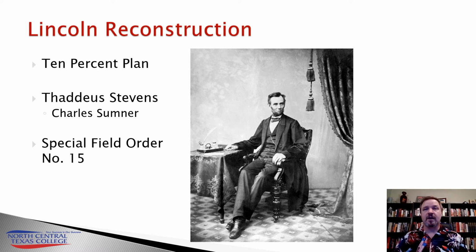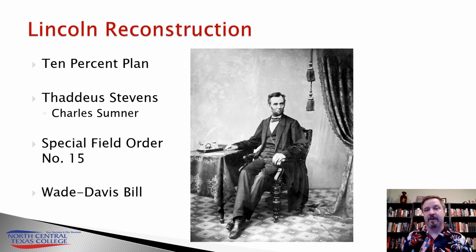Now, the radicals are going to put pressure on Abraham Lincoln. They hate this moderate plan. Matter of fact, they're even going to go so far as to pass a bill called the Wade-Davis Bill. The Wade-Davis Bill called for an appointment of provisional governors in each of the former Confederate states, right? And it called for a loyalty oath that required 50% of registered voters in the South to sign it before the process of readmission into the Union can begin.